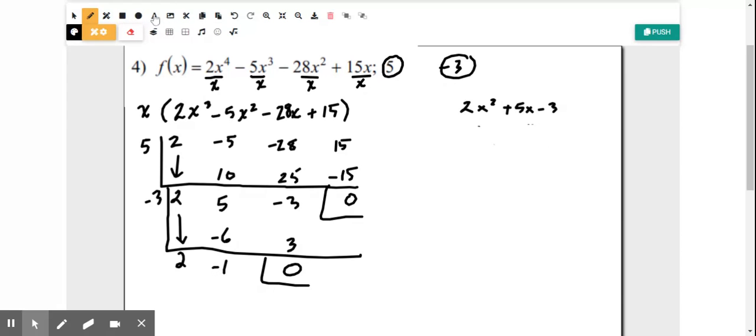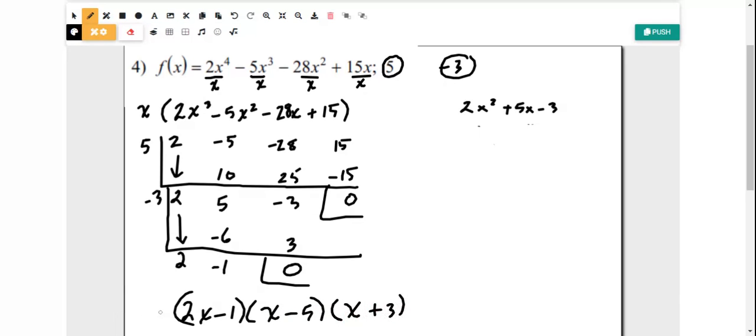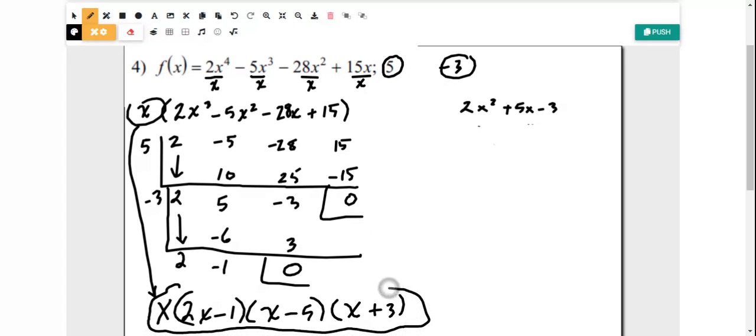So basically, I know that one of my factors is 2x minus 1. I know that one of the factors is x minus 5. I know that one of the factors is x plus 3. And where's the other factor? Oh yeah, the other factor, it was this one up here. So I'm going to use that, and that is x. So that is my solution right there.